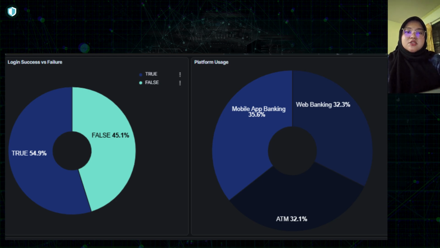The platform usage chart reveals that mobile app banking is the most used platform at 35.6%, followed by web banking at 32.3%, and ATMs at 32.1%, reflecting diverse user preferences.